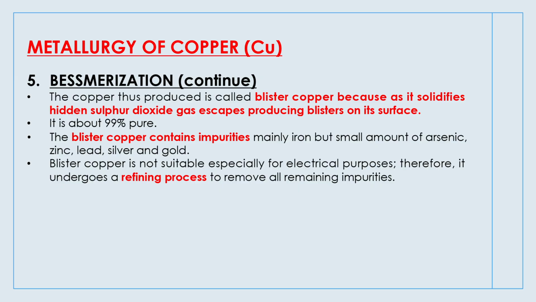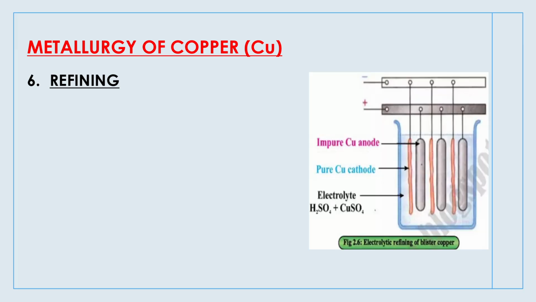So it must be further refined through a refining process. So the next process after Bessemerization will be the refining process. Here in this image or picture I have added, you can easily see that the copper is purified in the electrolytic tank. Electrolysis process will be used. You have the blocks of the blister copper that will be used as the anode, and a thin sheet of pure copper that will be acting as a cathode.